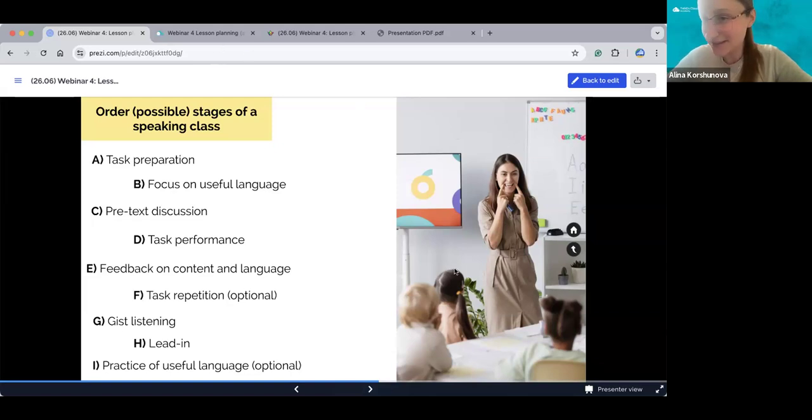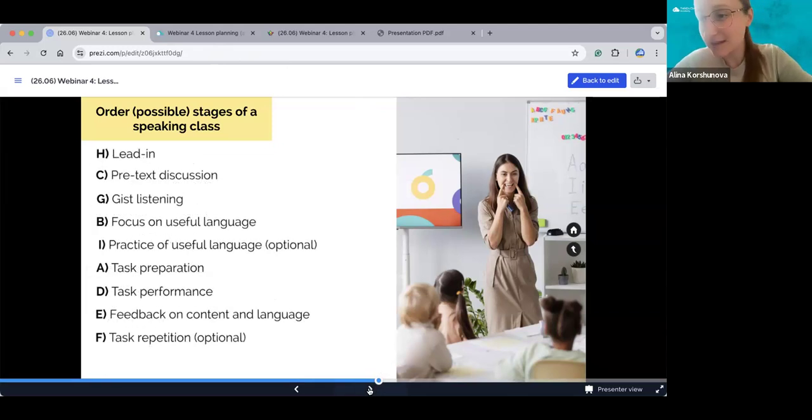Okay, let me show you the quiz, and then we will discuss. So the possible order of stages for speaking: leading, pre-text discussion, just listening, focus on useful language, practice of useful language, optional, only if it's necessary and if you have time, task preparation, task performance, feedback, and then task repetition. So you ask them to do the same task again.